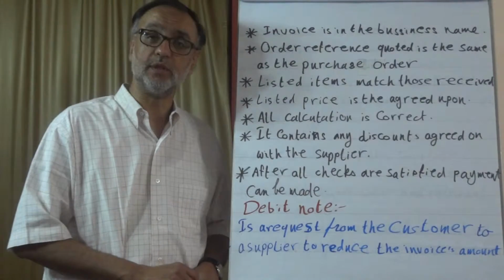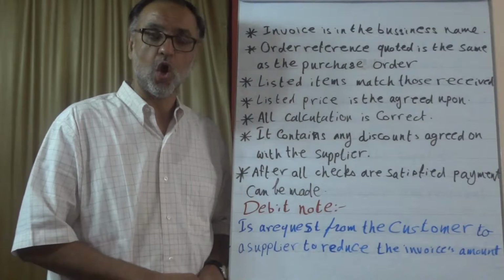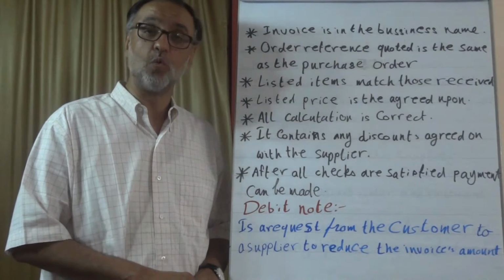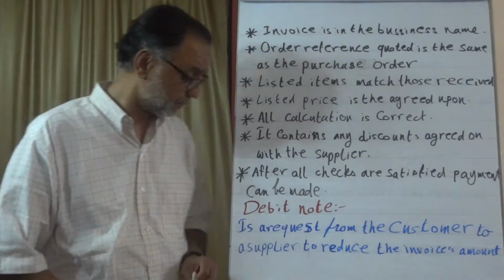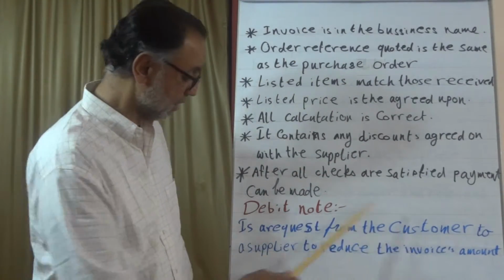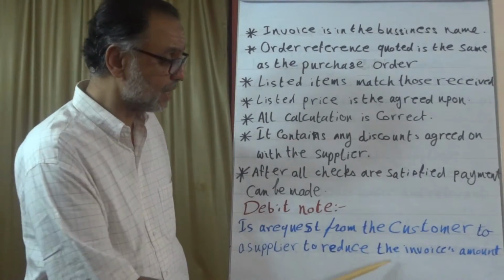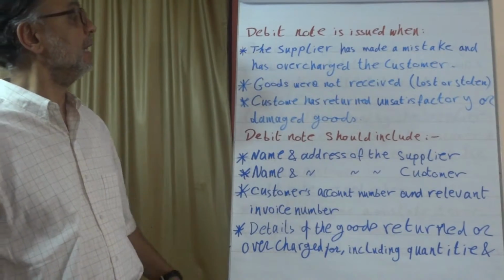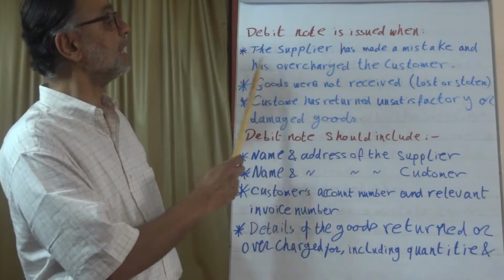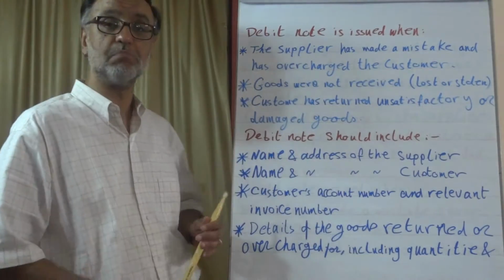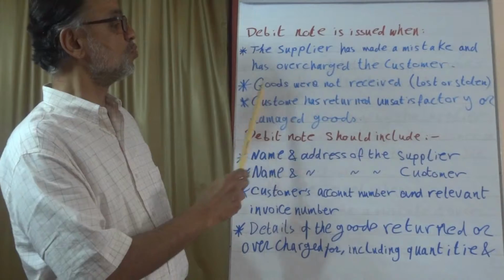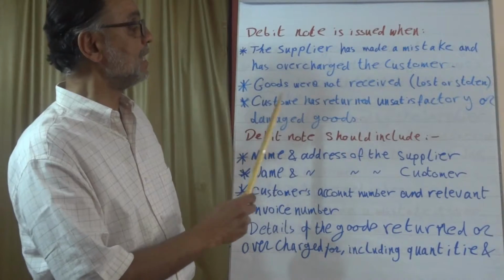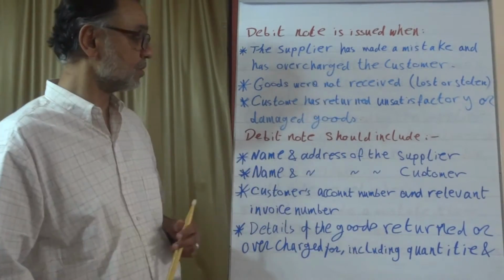Now we talk about debit note. Sometimes we receive wrong items or we receive destroyed items, so we return them. And then we do what we call debit note. What's a debit note? Debit note is a request from the customer to the supplier to reduce the invoice's amount. And debit note is issued when supplier has made a mistake and has overcharged the customer. Maybe it's a mistake in the calculation. Goods were not received, lost or stolen. Some goods are missing. Customer has returned unsatisfactory or damaged goods.